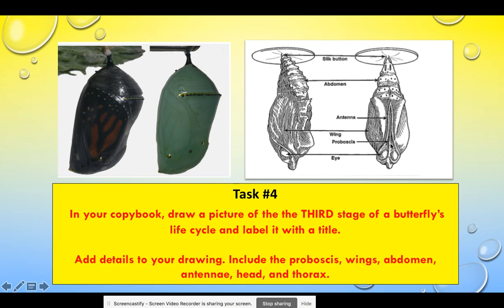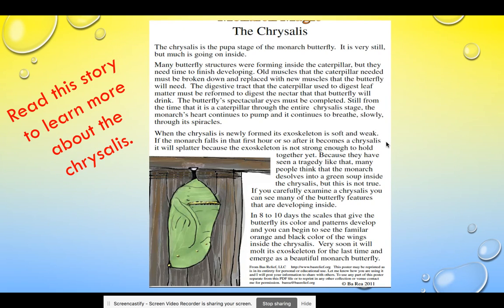The proboscis, pretty cool. It's actually like a mini straw. If you think of a party blower where you blow it out and the thing uncurls and comes back in, that's what theirs looks like, but that is how they eat. It's like a mini straw that they use. That's how they eat when they come out as a butterfly. Read the story to learn more about the chrysalis.